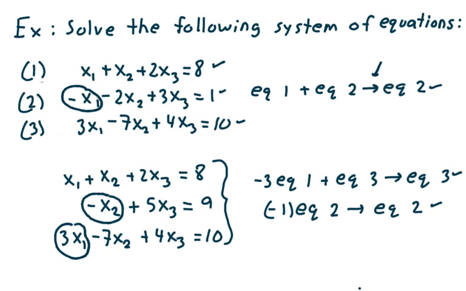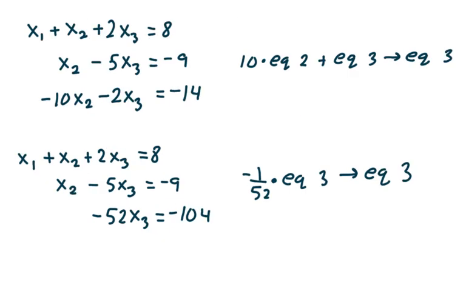Now, watch what happens here. I get x1 plus x2 plus 2x3 equals 8. x2 minus 5x3 equals negative 9. And negative 10x2 minus 2x3 equals negative 14.